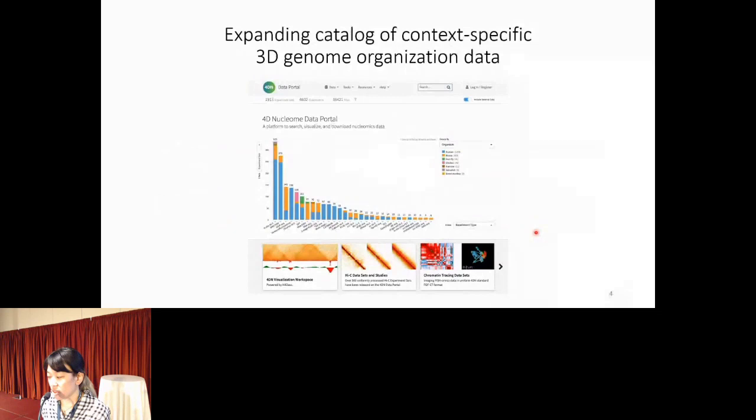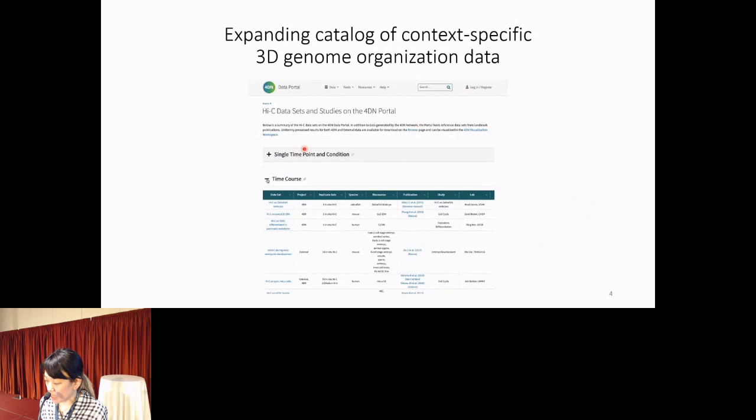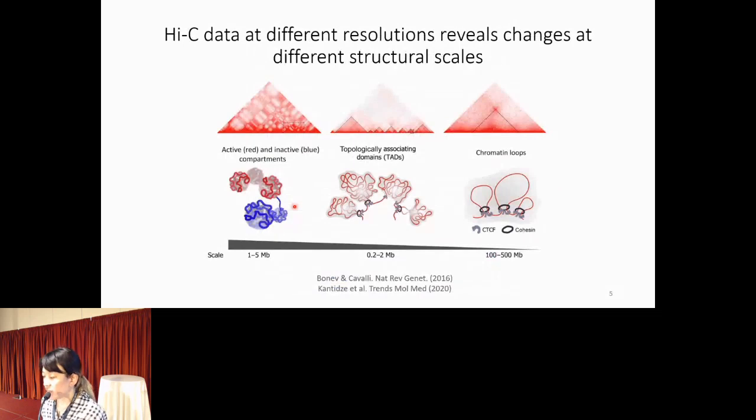And we've seen an expanding catalog of Hi-C data in recent years. Here we see the data portal for the 4D Nucleome Consortium, which curates numerous Hi-C data sets from independent conditions, from multiple time points, as well as in disrupted or atypical cell types. And we have an opportunity to interrogate these diverse data sets to find patterns and changes at multiple structural scales. And this is something that we've also just seen in Myers' talk.